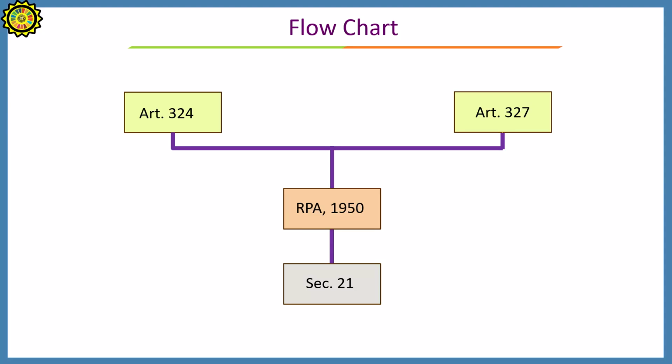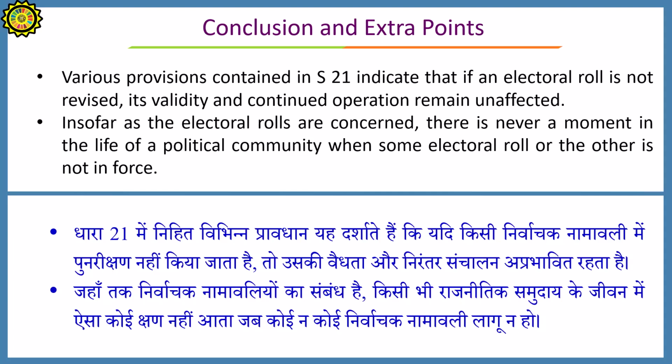So because of Article 324 and Article 327, the RP Act 1950 was enacted. Various provisions contained in Section 21 indicate that if an electoral roll is not revised, its validity and continued operation remain unaffected. Insofar as the electoral rolls are concerned, there is never a moment in the life of a political community when some electoral roll or the other is not in force.